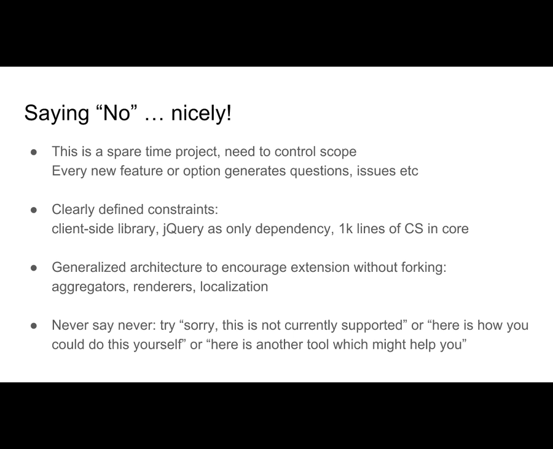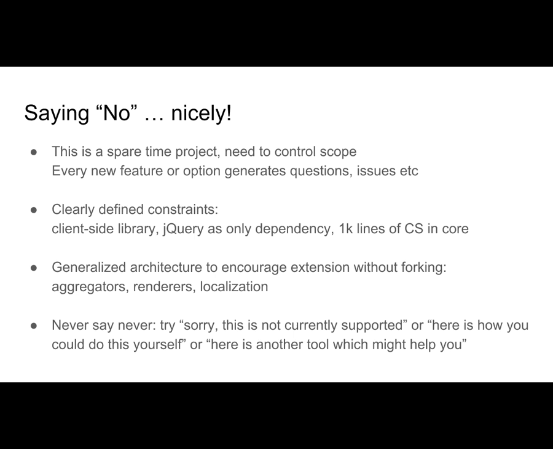constraints. For example, this is a client-side library. I'm not interested in building a server-side component for this. And if someone sends me a pull request or asks me how do I make this work with a server-side something, I say, well, not with this library. Sorry, that's not what it's for. I only want to have jQuery as a dependency for this library. So anyone who uses PivotTable.js just has to load jQuery.